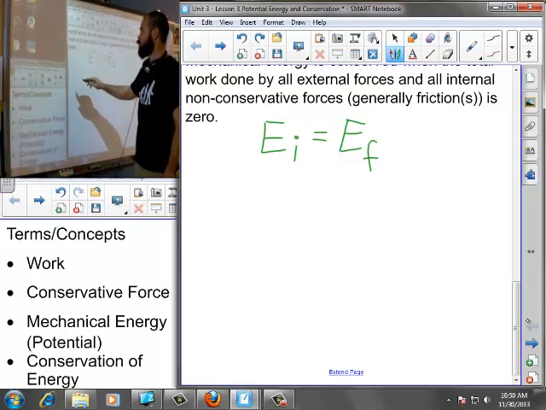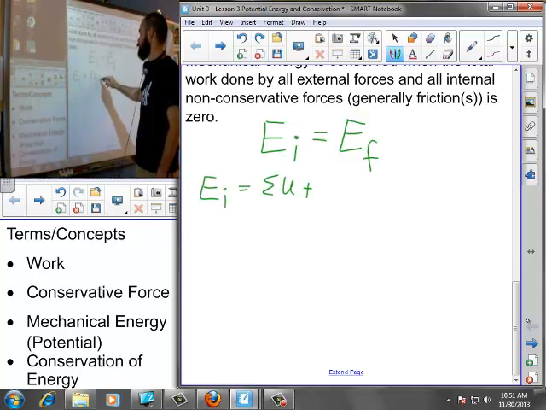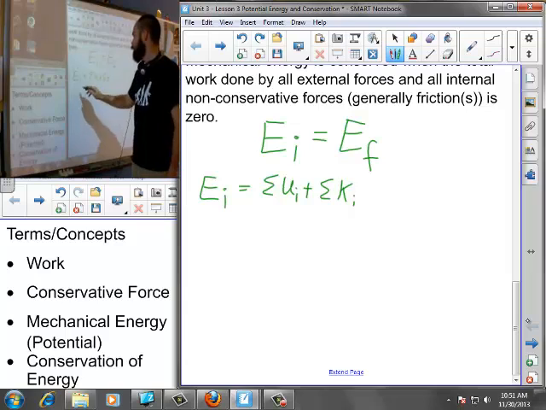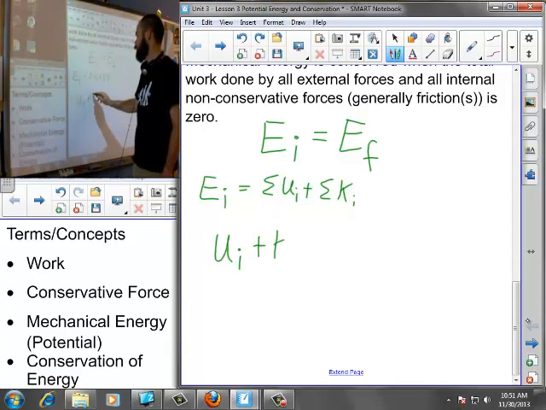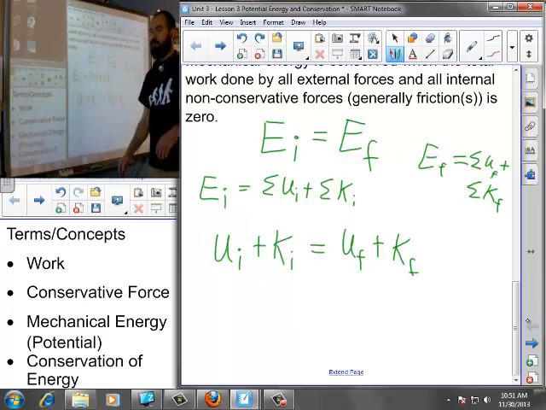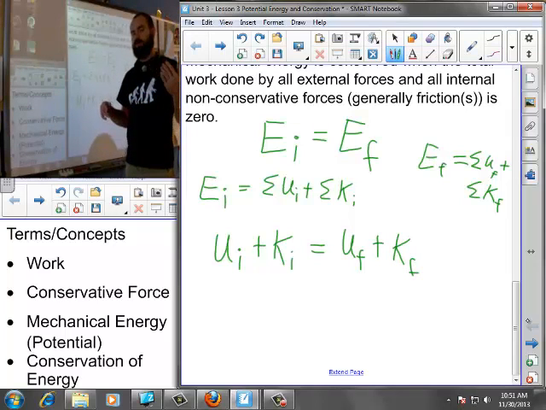If this is true, the energy at the start of a situation would be the sum of all potentials and the sum of all kinetics initial. We can state that we have any and all potentials at the start plus any and all kinetic energies at the start must be equal to the same logic at the end, which would mean that any and all potentials at the end plus any and all kinetic energy at the end must equal the same value, which therefore means they must be equal to each other.